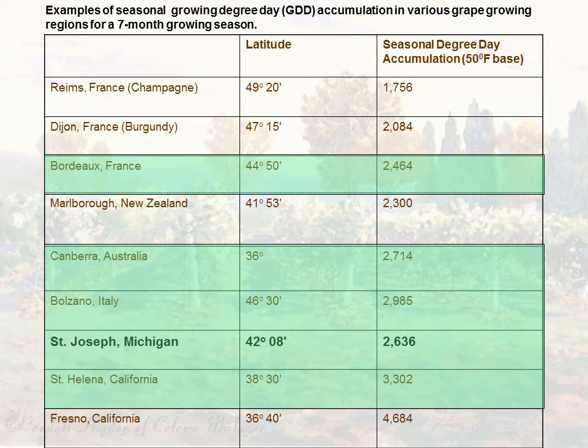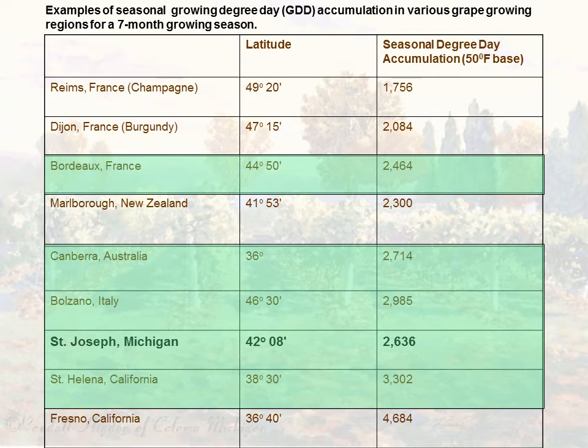Here is a chart showing 10 viticultural regions around the world, along with their latitudes and their seasonal degree day accumulations on a base 50 degrees Fahrenheit. And the light green areas that we have highlighted here are those in a mid-range of growing degree day accumulation, so that we go from a low of about 2,464 in Bordeaux to a high of about 3,300 in St. Helena, California, the Napa Valley, if you will.